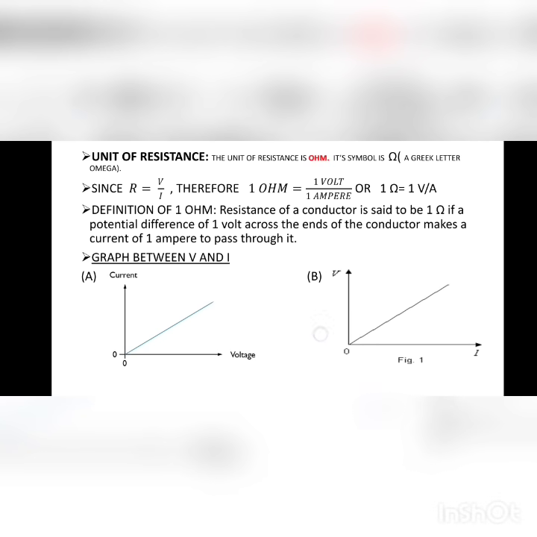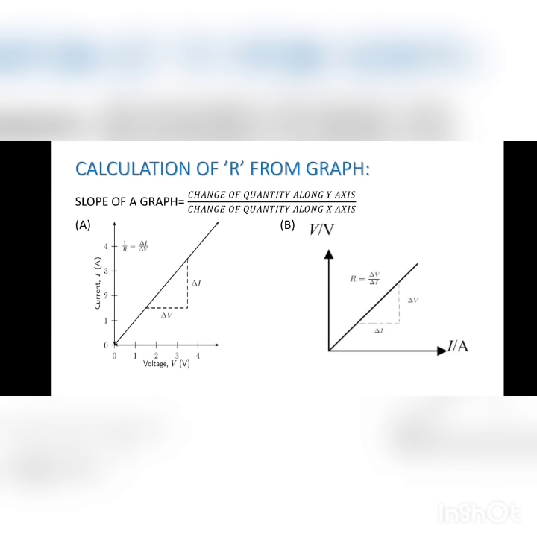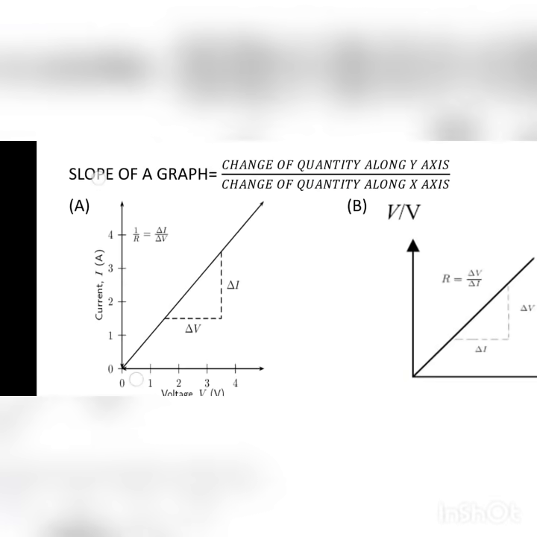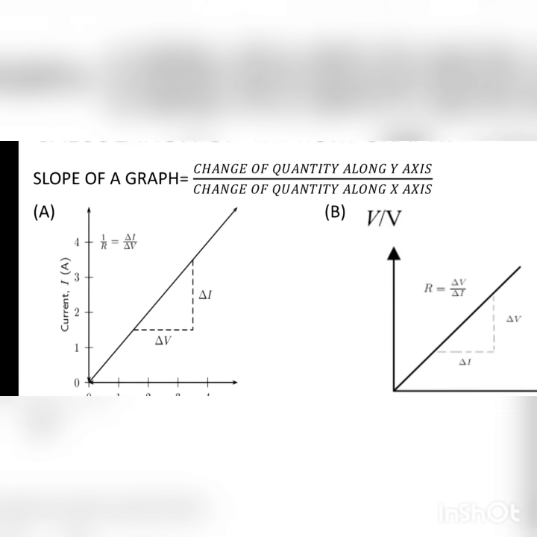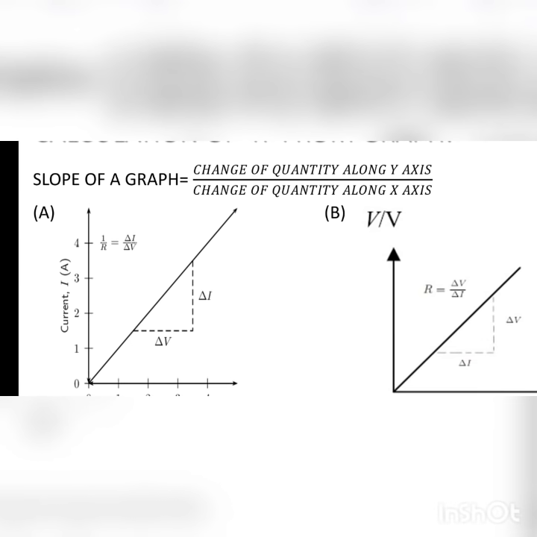Moving on next. Now how are we going to calculate the value of R from the graph? Fine. So let's see the first part, part A. In this, current is on the y-axis and potential difference is on the x-axis. Fine. Now in 9th class we told you about the slope of a graph. Fine. So you know that the slope of a graph is nothing but the change of quantity along the y-axis upon the change of quantity along the x-axis. Fine.